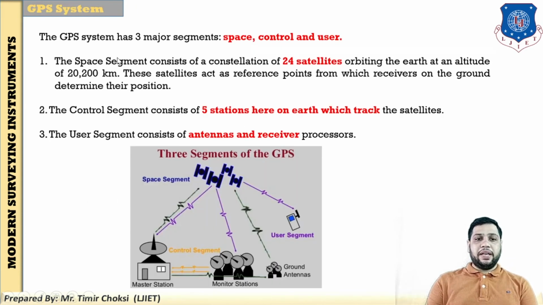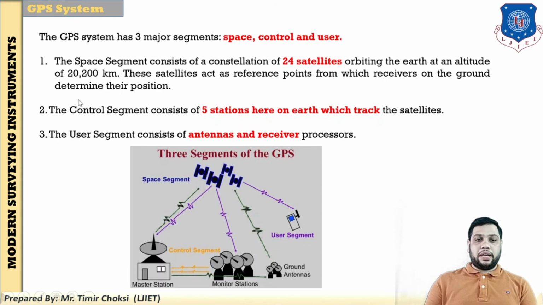Now the GPS system has three major segments: space, control and users. First, the space segment consists of a constellation of 24 satellites orbiting the Earth at an altitude of 20,200 kilometers. These satellites act as the reference points from which a receiver on the ground determines its position.